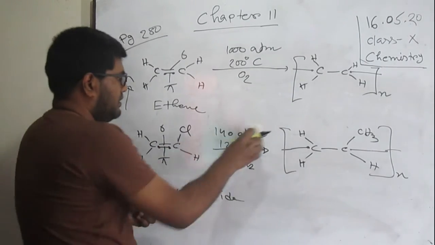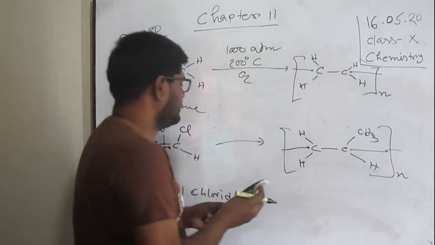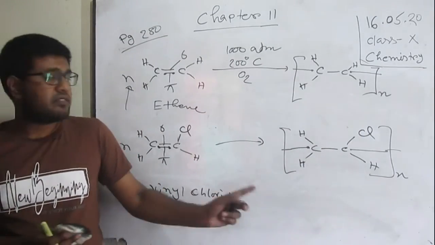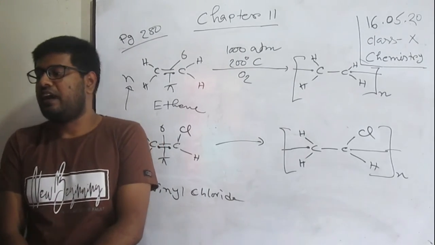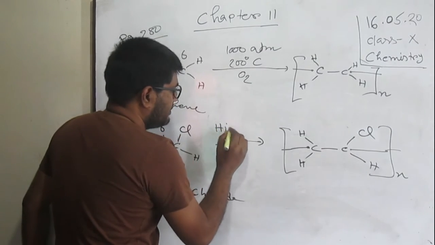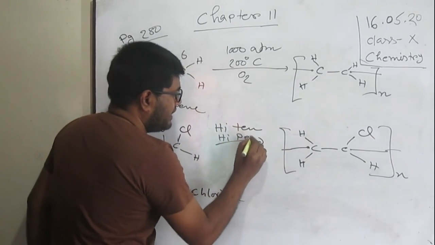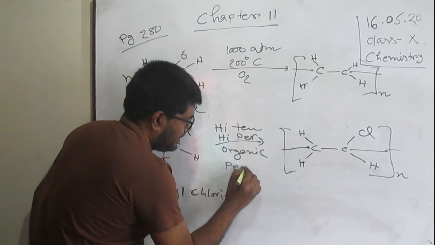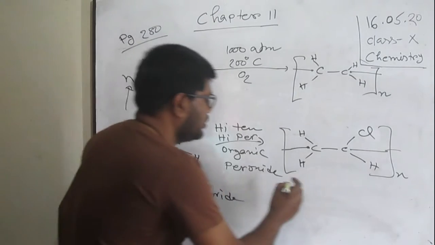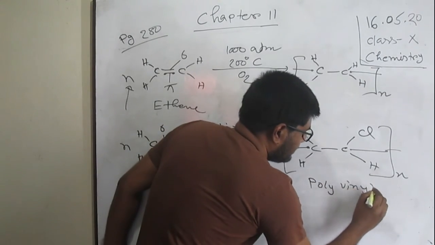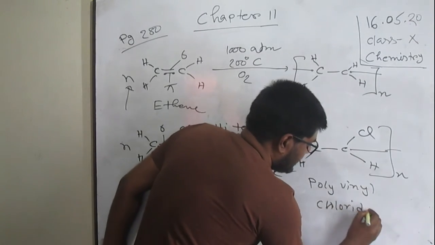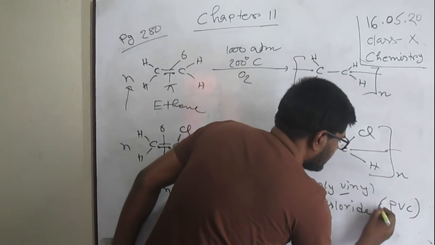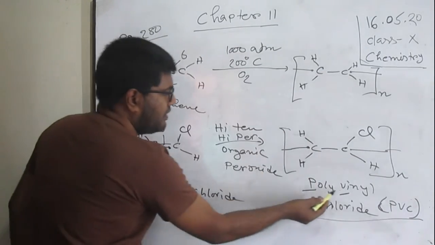Then similar types of reactions will occur. In place of methyl, I should write chlorine, and this reaction will occur in high temperature and high pressure, in presence of organic peroxide. So this is called polyvinyl chloride. In short, PVC.